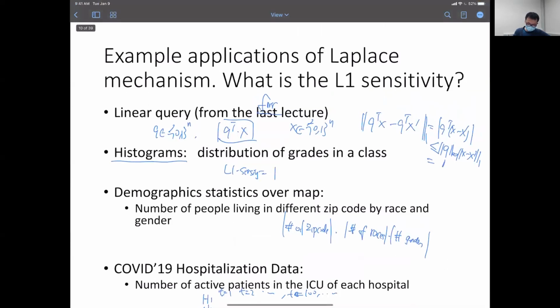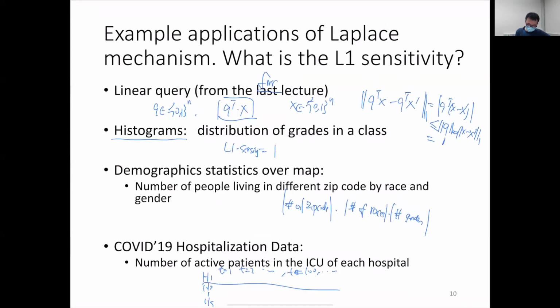So what is the L1 sensitivity of the data in the form of such a big table, with every coordinate being, say, a number like 26? So in hospital 2, at time 3, there are 26 patients in the ICU of hospital 2. What is the L1 sensitivity of this data set? This query, right? Suppose we just want to output the entire table as the output of the query.